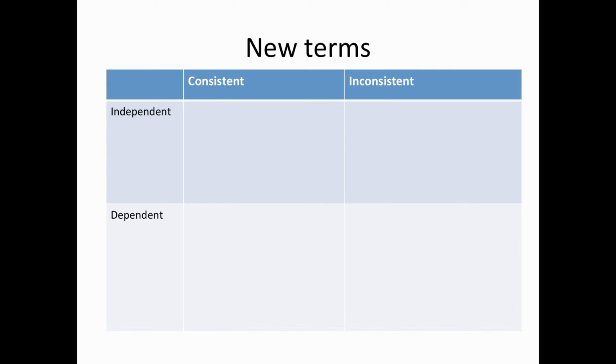Now we're going to learn about four terms that help us classify systems of equations. We're going to build this table, and at the end I'll show you how to fill it in to summarize what we've learned.